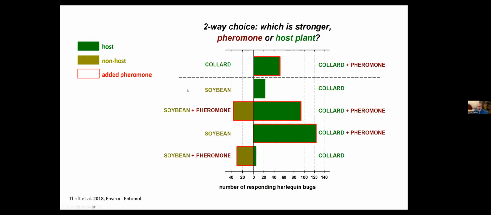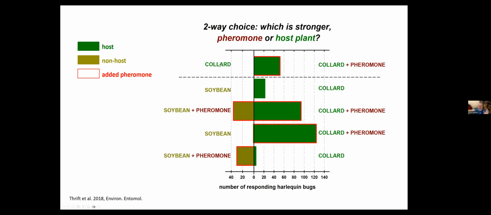So we decided to use this a little bit, maybe theoretically try and figure out which signal is stronger. So when we added pheromone, we were trying to kind of fool the Harlequin bug.